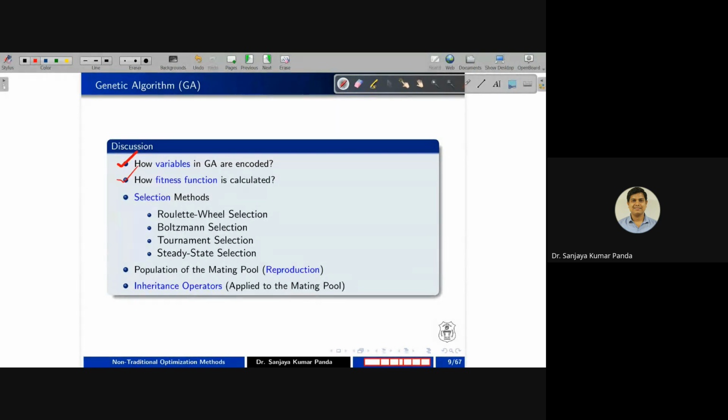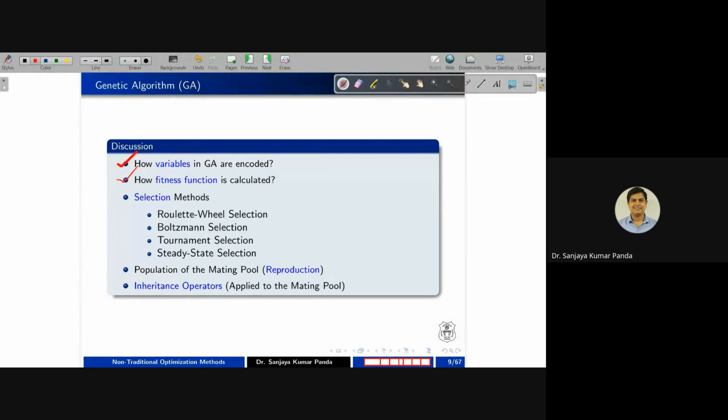Then there is a step in the genetic algorithm that is called selection. And there are several methods we have. Like I mentioned, in the encoding case also you can go for different methods. Fitness function also, you can choose different functions, like x square is a function, log x is a function, sin x is a function, 10x is a function. Everything is a function, but which function fits your problem, that only you have to try, right?